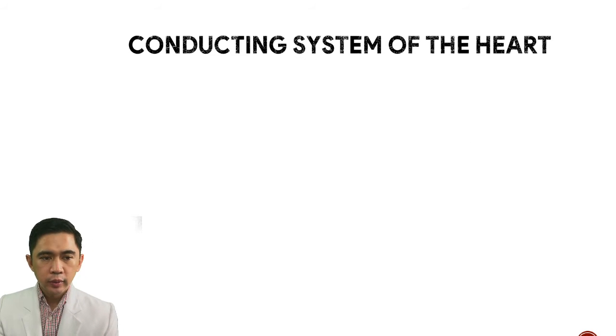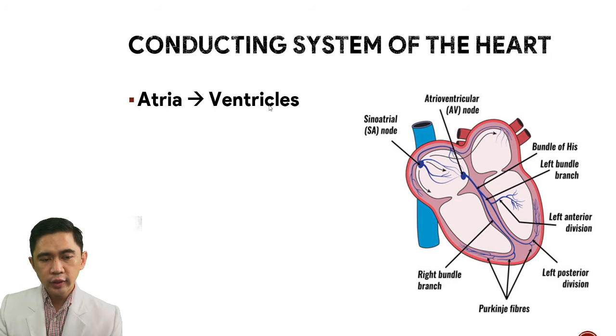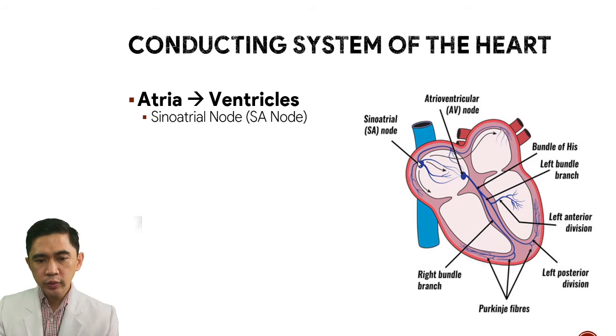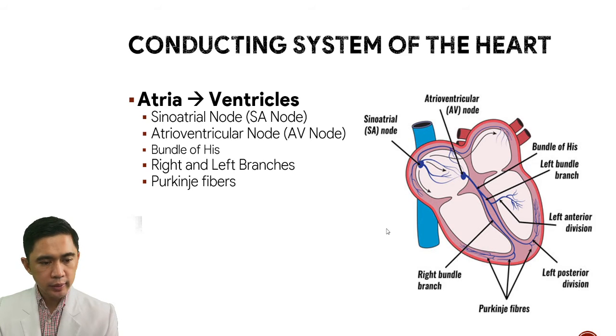Let's talk about the conducting system of the heart. So generally, the atria will contract first before the ventricles. So the impulse should come from the atria, then to the ventricles. It starts with the sinoatrial node, then impulses go into the AV node, found here, down to the bundle of His, and from the bundle of His, it separates into the right and left branches or bundle branches, and ends up ultimately as Purkinje fibers.